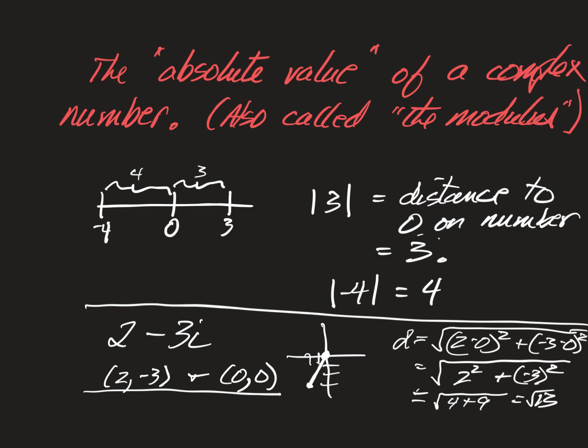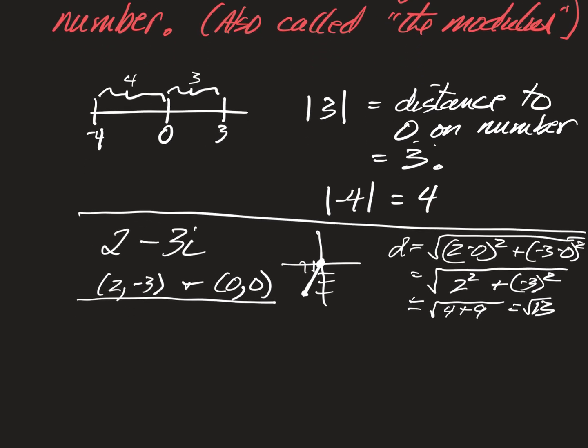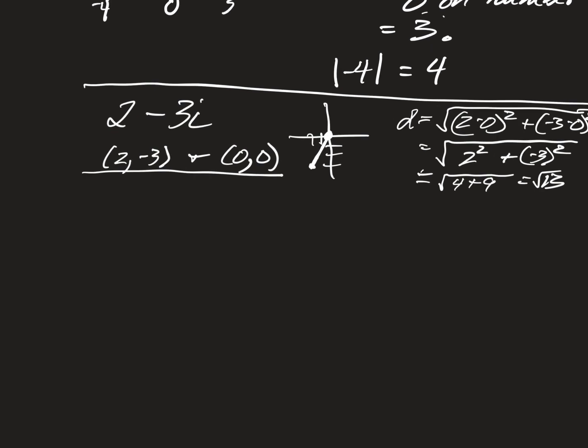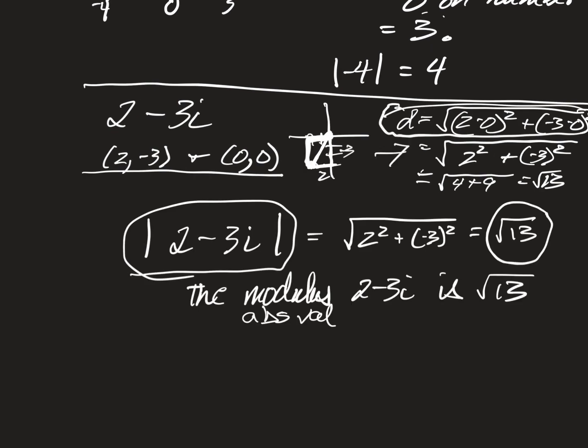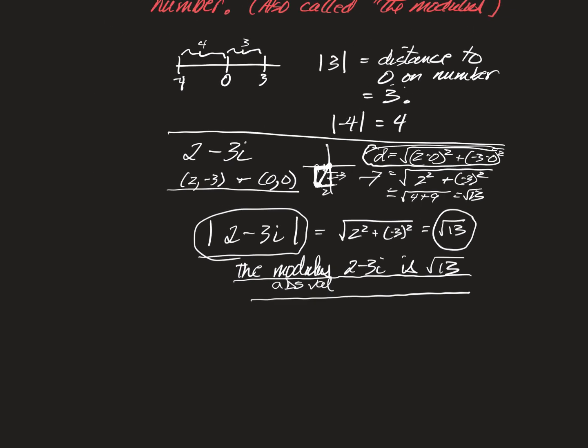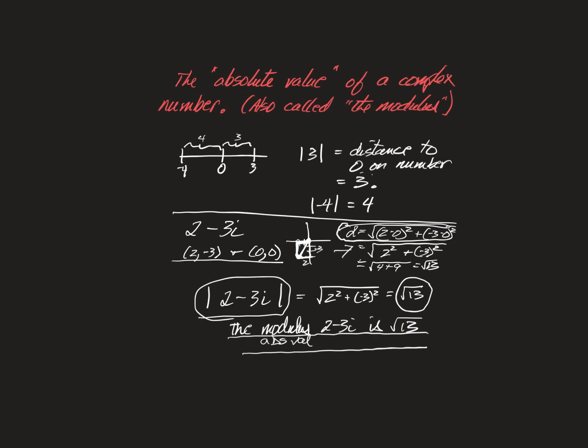So as I was saying, we would say that the absolute value of 2 minus 3i is the square root of 13, or we would say the modulus of 2 minus 3i is the square root of 13. And that's how we would find the absolute value of a complex number, any complex number. All right? And so there's the whole explanation again.